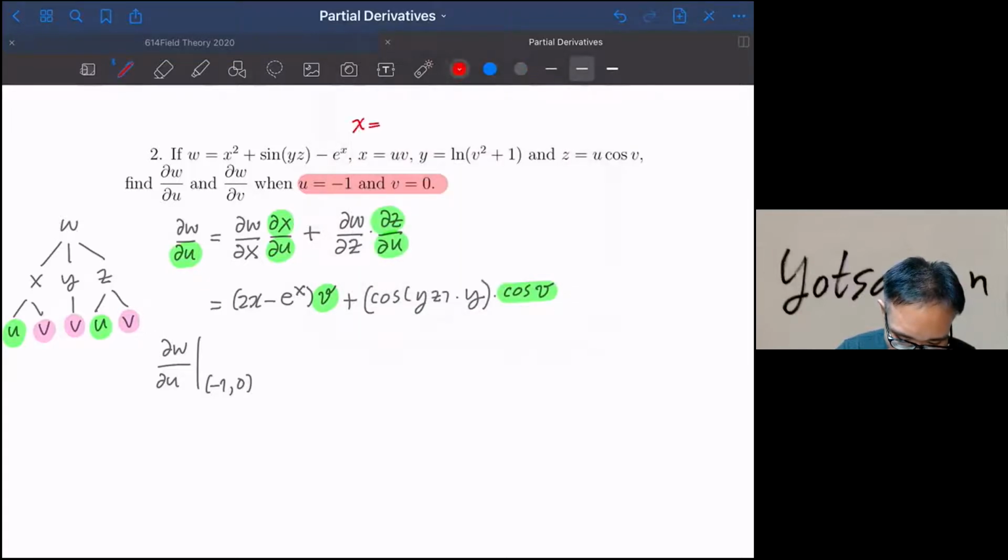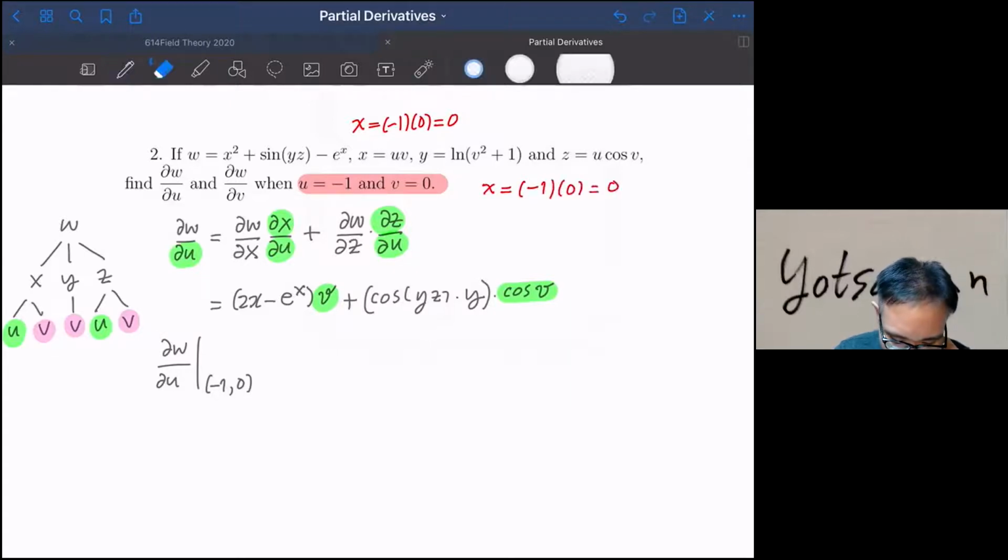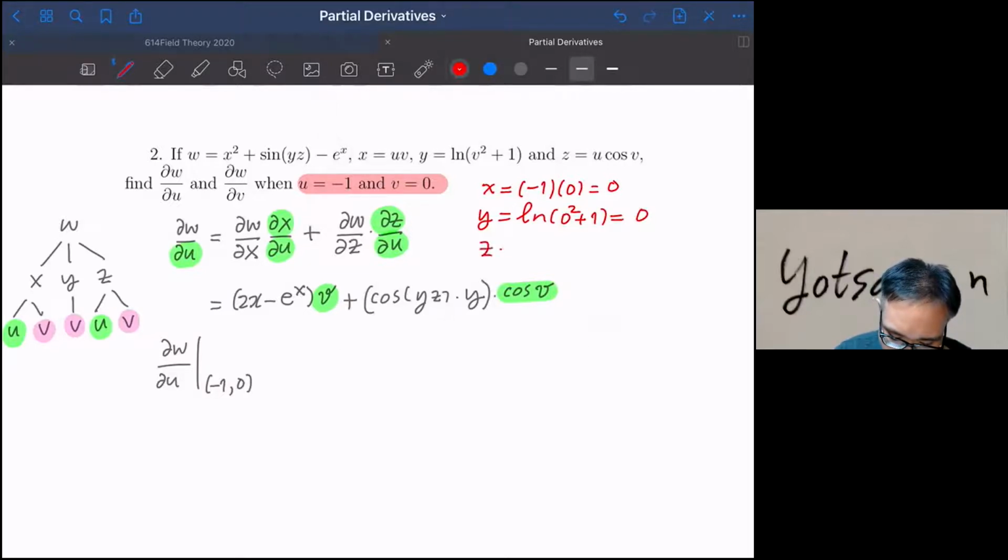So you have x equal to u times v, so it's going to be negative 1 times 0, which is equal to 0. Let me write it down here. Negative 1 times 0 equal to 0. And you have y equal to log of v squared plus 1, with v equal to 0. So it's going to be also 0. And you have z equal to u cos v, where u is negative 1 and cos 0 is 1. So it's going to be negative 1. Okay, so you have x equal to 0.